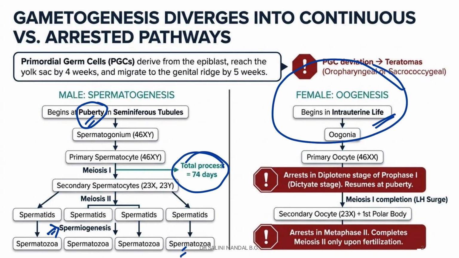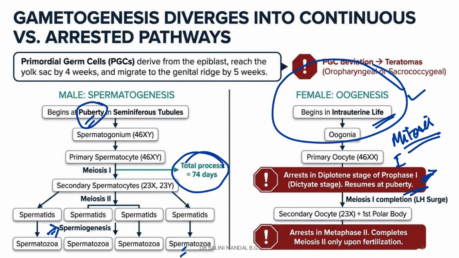Whereas in oogenesis, we have the oogonia first, then the primary oocyte. What you need to remember is that from oogonia to primary oocyte, we have mitosis. After that, the primary oocyte enters meiosis 1. But when it enters meiosis 1, it gets arrested when it reaches the diplotene stage of the prophase. Completion of meiosis 1 happens at puberty.